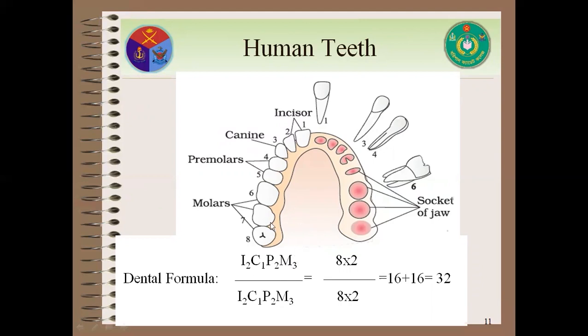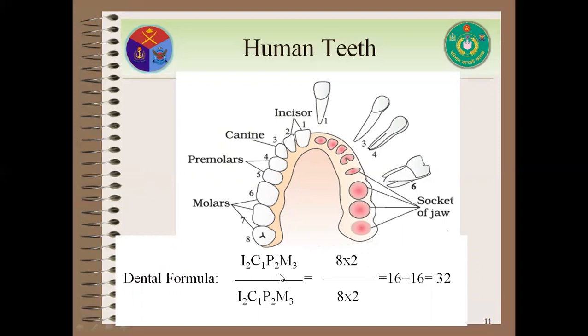Teeth are the hardest part of our body. An adult man has 32 teeth, 16 in each jaw, and two jaws. So the total number is 32. Here, I2C1P2M3 by I2C1P2M3 is the dental formula. I2 means incisor and its number is 2. C1 means canine, its number is 1. P2 means premolar, its number is 2. M3 means molar, its number is 3. So 2 plus 1 plus 2 plus 3 equals 8.